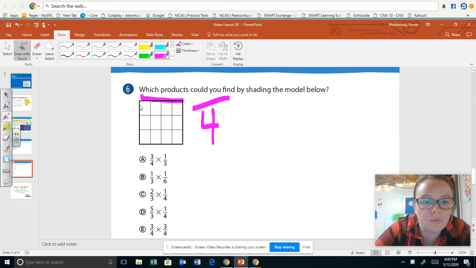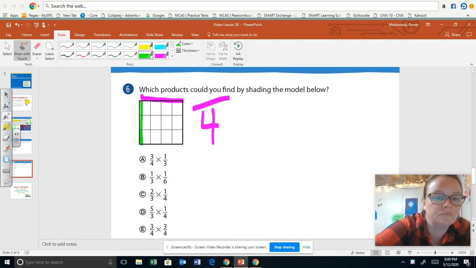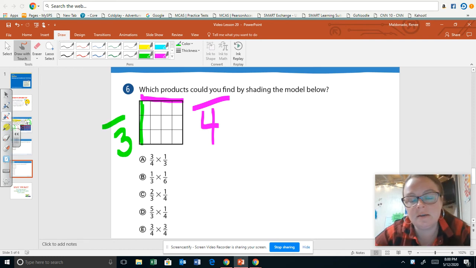So let's take a look how many rows going down. So 1, 2, 3. So let's make that green. So what that means is that the other fraction is going to have to be in thirds because I have 3 rows. So now I'm going to go down and I'm going to eliminate the ones that don't make sense and I'll bubble in the ones that do. So for A, it says 3/4 times 1/3. Well, I see a 4. I have a 4 for denominator and a 3. So I could represent this equation using this area model because I have the correct number of rows and columns.